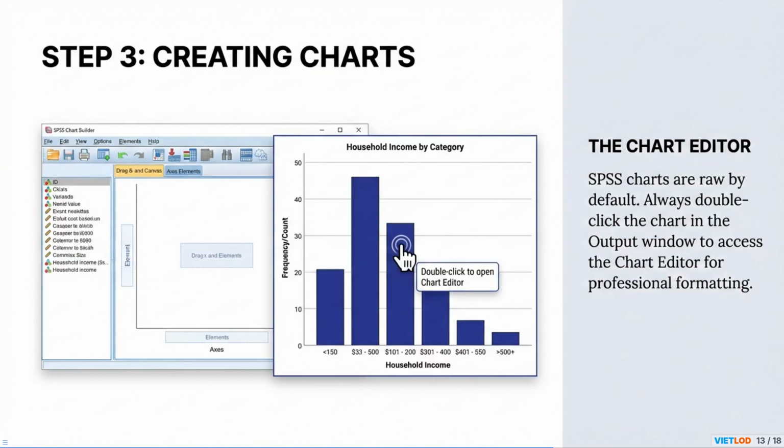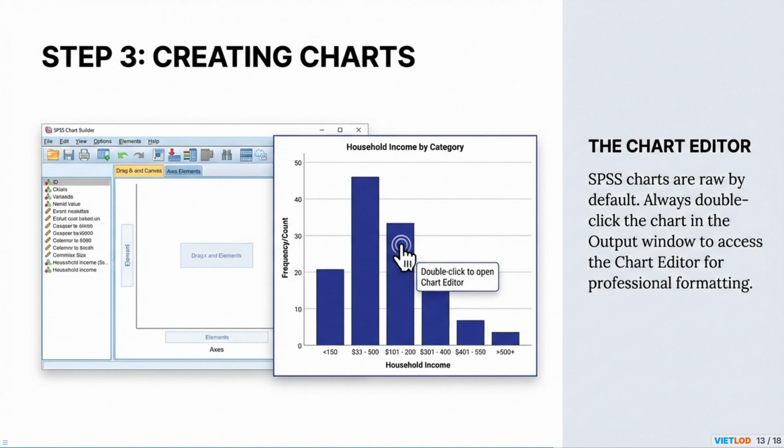Before running any complex models, you must perform a sanity check. The best way to do this is by running descriptive statistics. This simple step helps you spot impossible values or data entry errors. For example, if you see a mean age of 150 or a maximum value of 999 for a variable measured on a 1 to 5 scale, you know there's an error that needs fixing. This prevents the garbage in, garbage out problem.